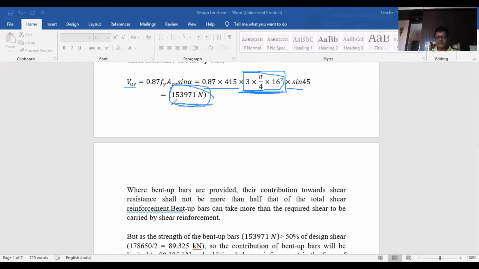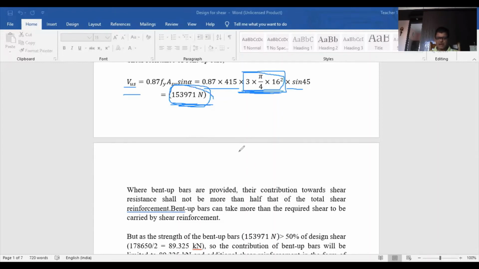Okay, this much shear can be taken, but in the code it is written that the strength of the bent up bars is limited to half the shear resistance. It is written that where bent up bars are provided, their contribution towards shear resistance shall not be more than half of that of the total shear reinforcement. So bent up bars cannot take more than half of the required shear to be carried by shear reinforcement.